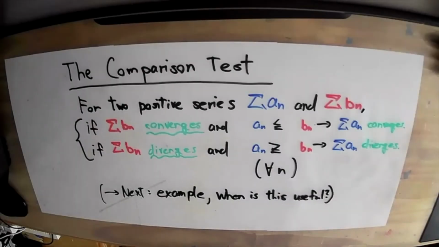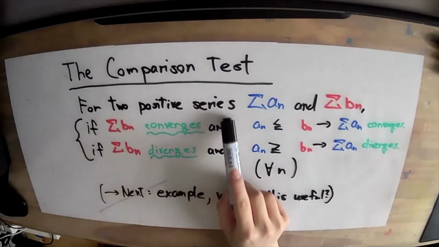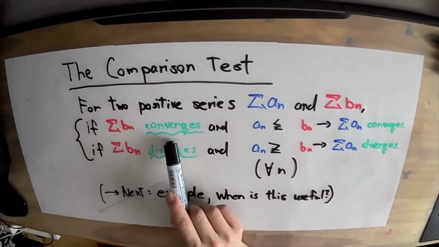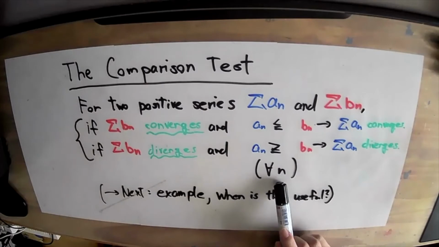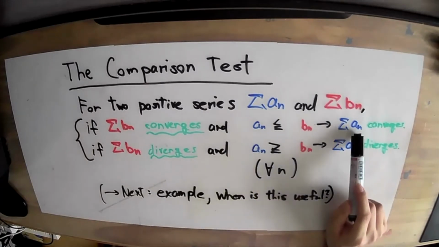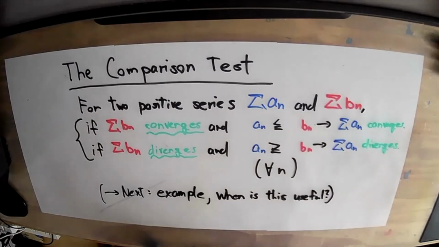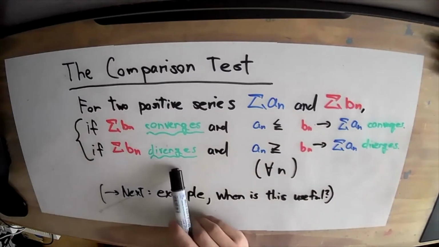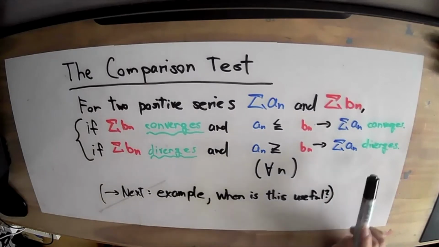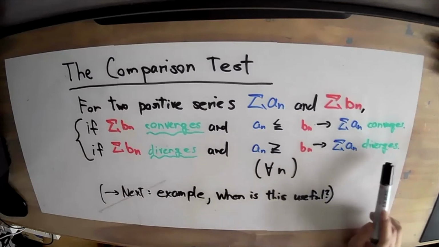Hello. So now I'm going to talk about something called the comparison test. Just to jump straight in, what the comparison test tells us is that for two positive series, An and Bn, if the sum of Bn converges, and for each n, An is smaller than Bn, then the series for An also converges. And similarly, if the series of Bn diverges, and if for each n, An is bigger than Bn, then the series for An also diverges.